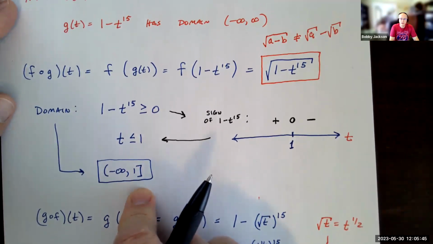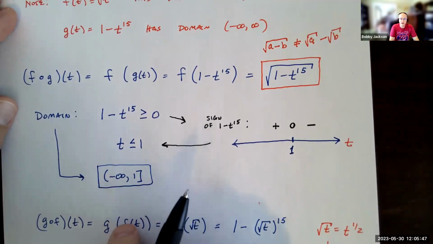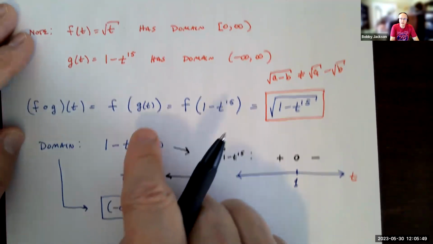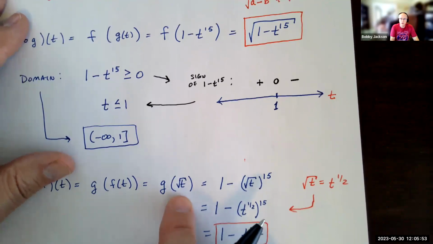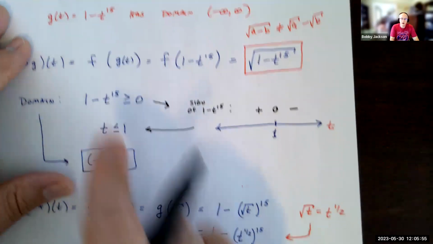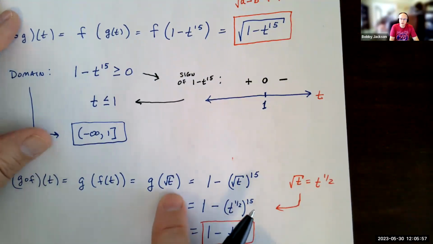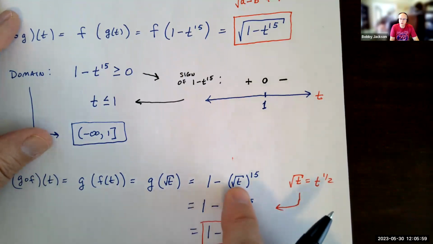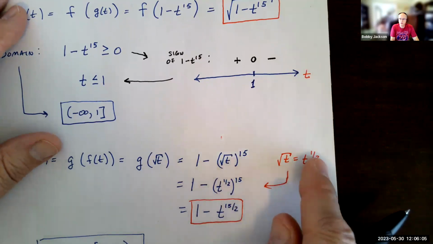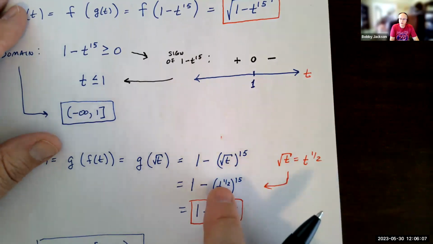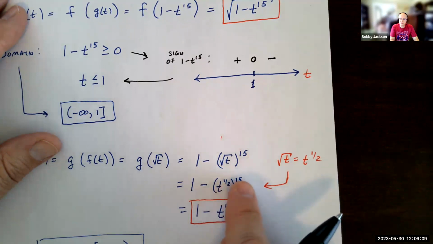Okay, let's look at g composed with f of x. So this would be g of f of t. Here I'm plugging in the square root of t function into the g of t function, 1 minus t to the 15th. So I'm going to replace t with the square root of t. Can I simplify this? Well, we can a little bit. The square root of t, if you remember, is the same as t to the 1/2 power. So this is really t to the 1/2, then raised to the 15th.